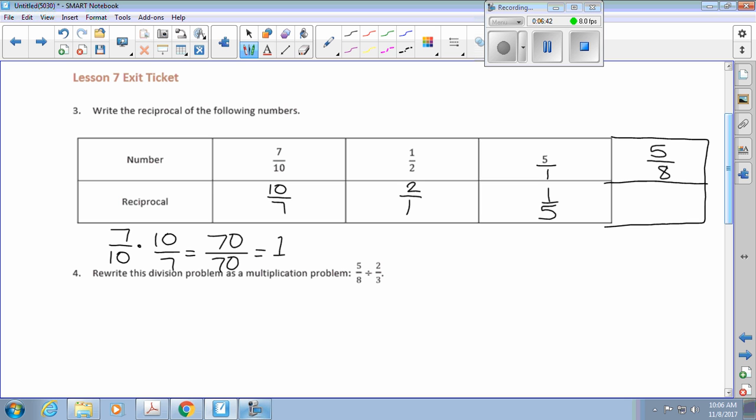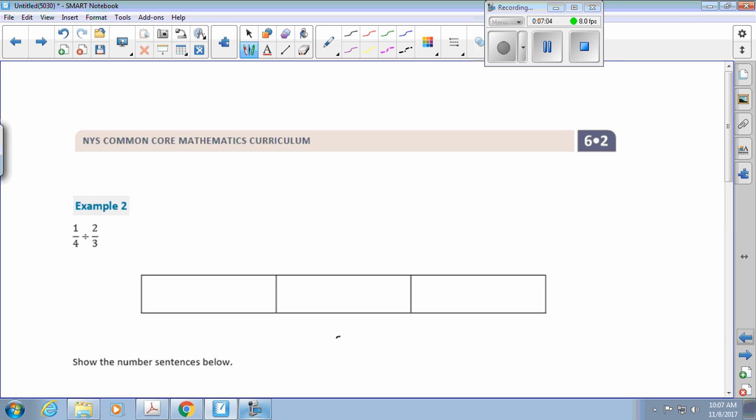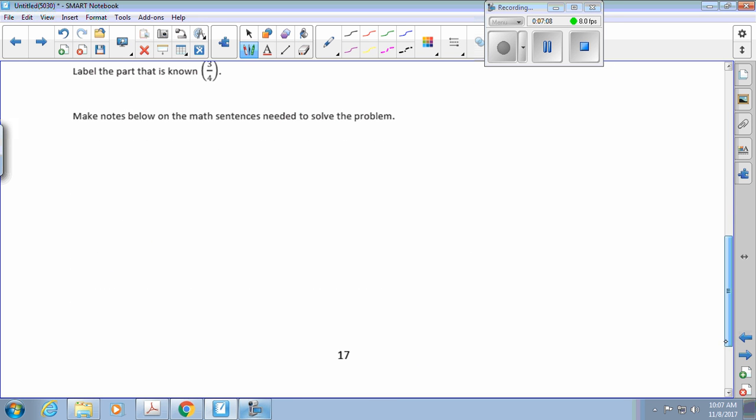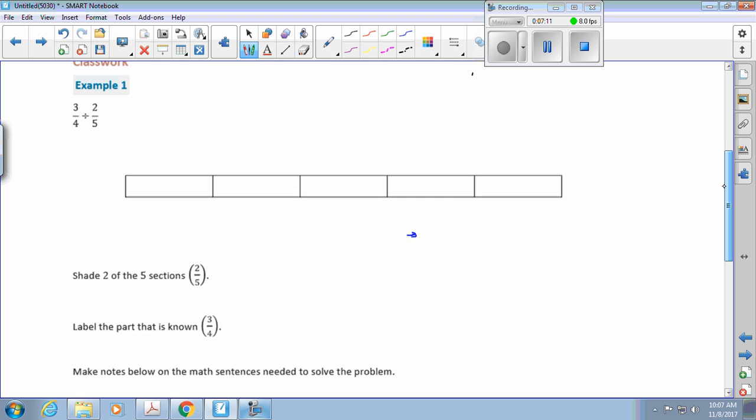Everybody on your paper, write down what the reciprocal of 5/8 would be. I'm checking papers. I'm seeing lots of right answers. Good news, everybody's got it. All right, what's the answer, everybody? 8/5. Nice job. So, let's go back now to the first page of this lesson, which is page 18 for you guys.